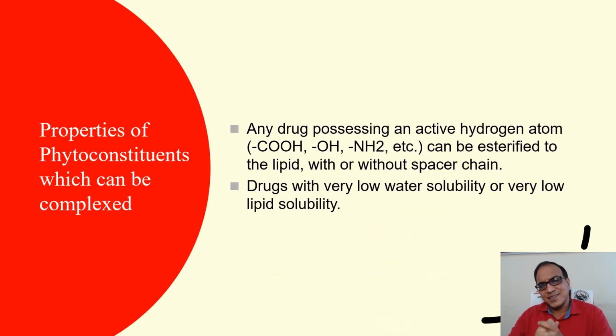Let's discuss the properties of phytoconstituents which can be complexed. As we discussed a little earlier, any drug possessing an active hydrogen atom, like in a free carboxylic acid group, free hydroxyl group, free amino group, can be esterified to the lipids with or without spacer chain. Drugs with very low water solubility or very low lipid solubility are the ideal candidates, provided they have a free hydroxyl group available for interaction with the phospholipid. Both of the things are required.